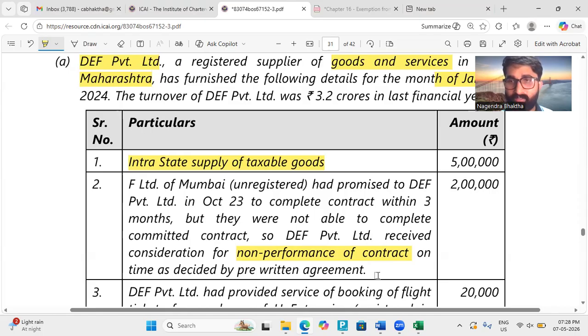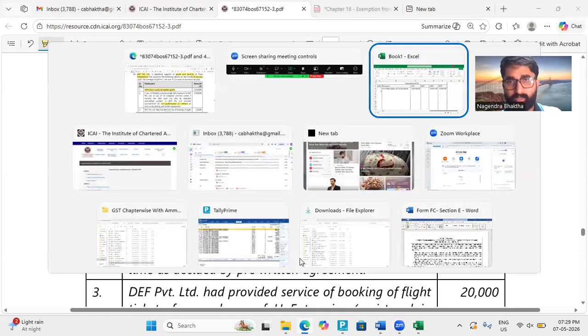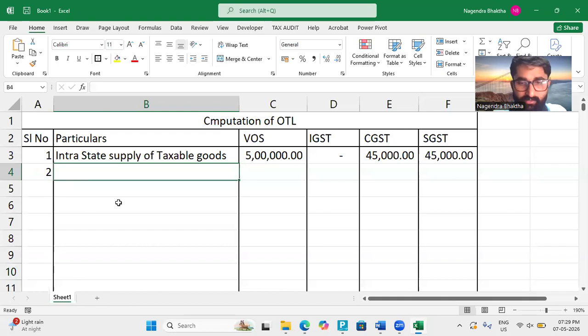Sir, are liquidated damages taxable? No. I think in the supply chapter we have discussed this. Liquidated damages are not liable for GST. So it is not there under GST. So liquidated damages are not liable.